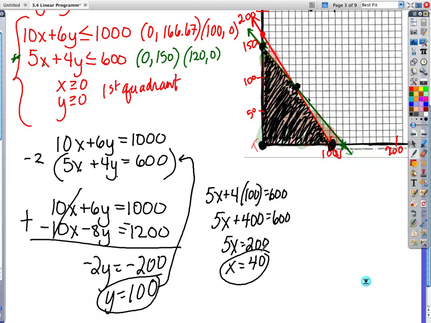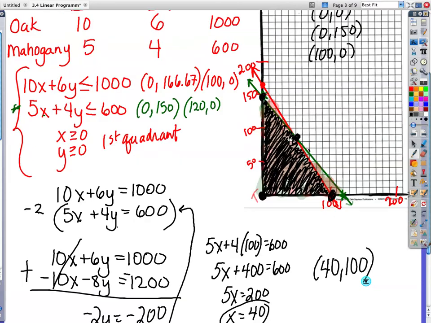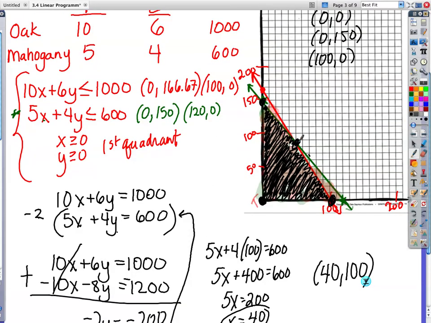So that means the solution to this system, this intersection, is located at 40, 100. Okay, moving back to the problem at hand. I was looking for this vertex so I would have all 4 vertices listed. 40, 100. Okay, I know we've done a lot of work, but this is how linear programming goes. All right, let's go back.